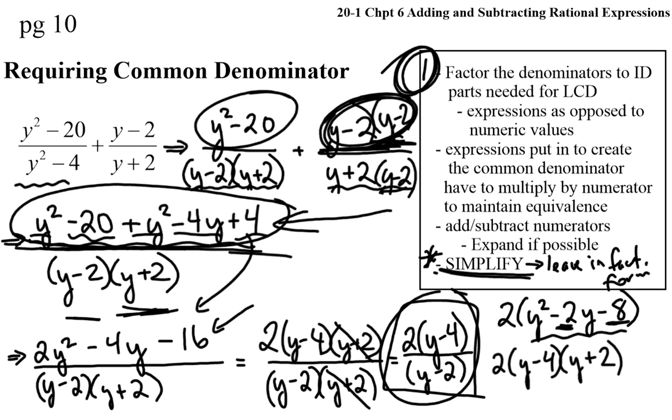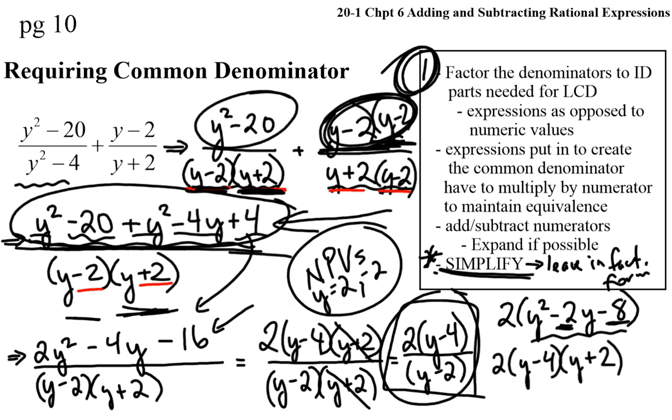And now we need to go back very quickly and check our NPVs. y minus 2, y plus 2, that's the only thing we had in our denominators. So for our NPVs, if y minus 2 equals 0, that's because y equals 2. If y plus 2 equals 0, that's because y equals negative 2. So here's our answer as long as y doesn't equal 2 or negative 2.